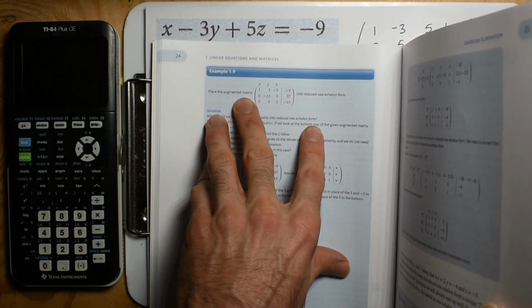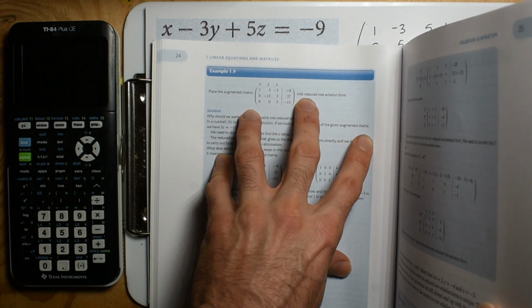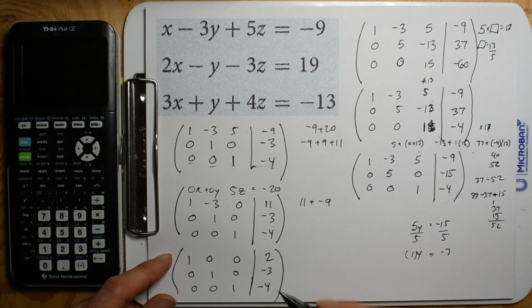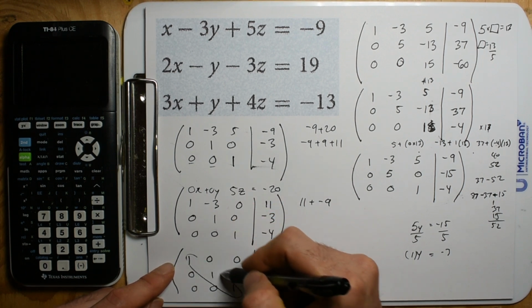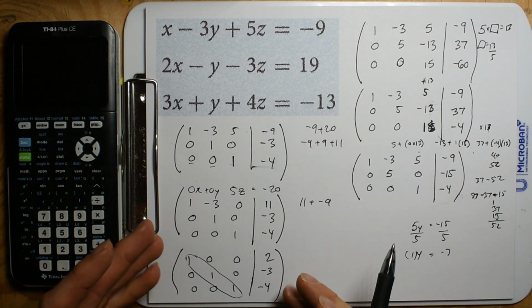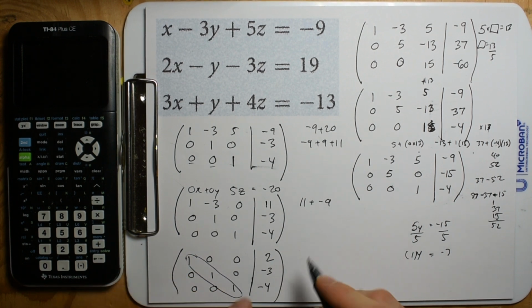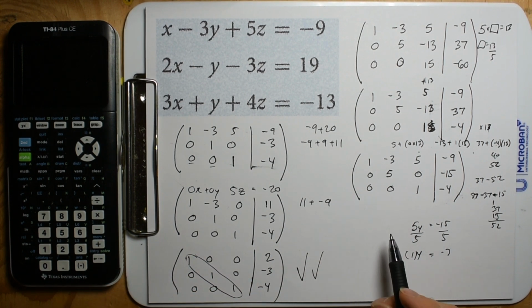So we placed the augmented matrix, and we made it into reduced row echelon form. And so we have an echelon of 1s, and they basically spit out the answers. So check on reality. That was pretty cool.